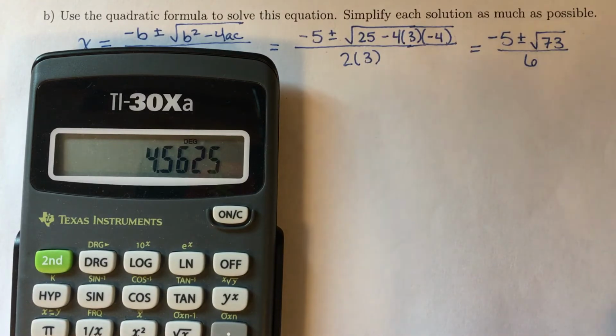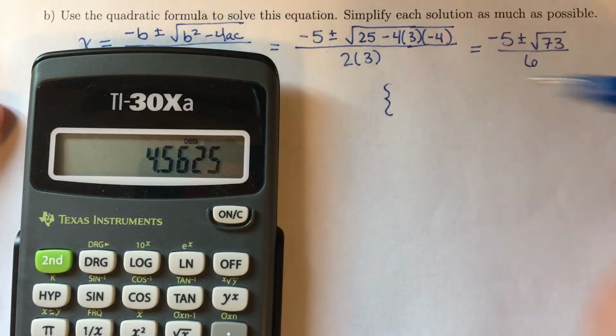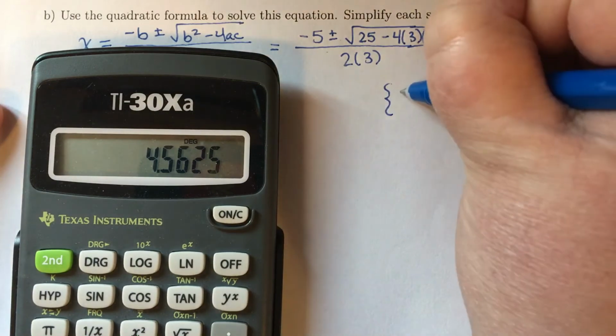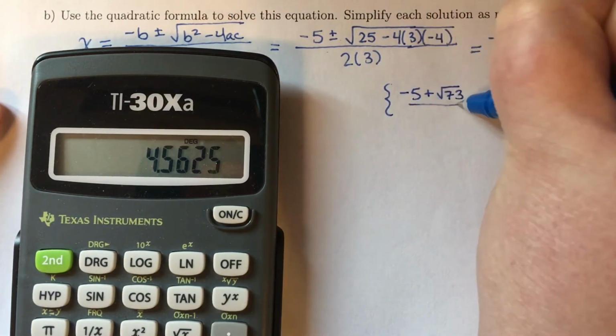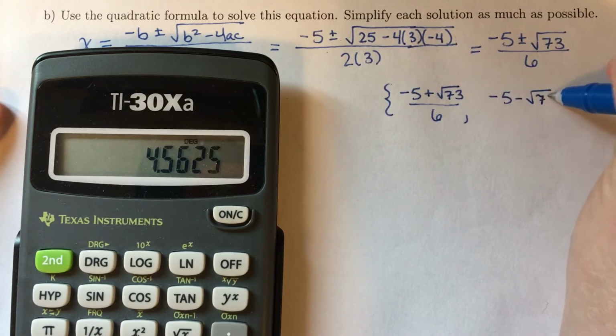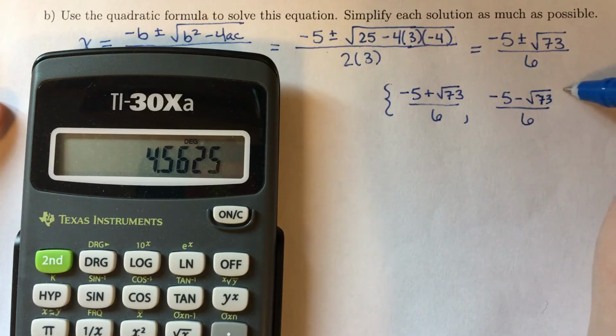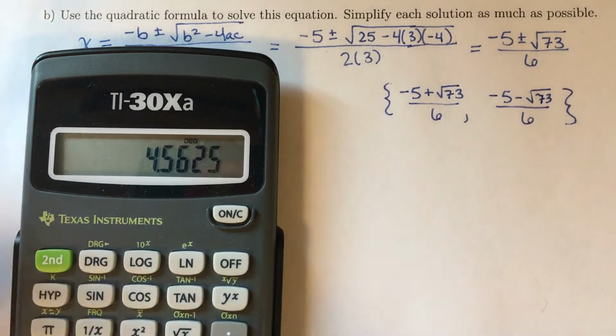Now, if we wanted to get an approximation, we could use the calculator to approximate this, but really our solution to this quadratic equation is either -5 plus the square root of 73 over 6 or -5 minus the square root of 73 over 6. Those are our two solutions. But let's get an approximation.